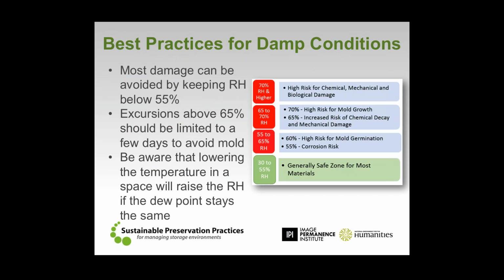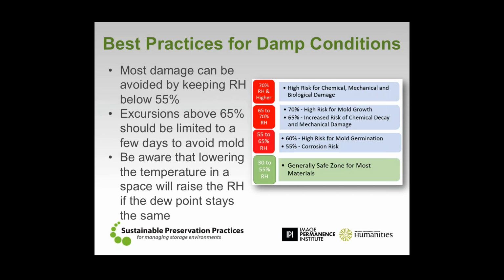And to define those, most of the time we can mitigate this damage by keeping the RH below 55%. Once we start to go above 55%, we start to introduce problems having to do with metal corrosion and oxidation of different materials. Anything above 65%, not only are we thinking about mechanical damage and the expansion of materials, but we're also starting to get into that mold range, where we're concerned with 70% relative humidity.